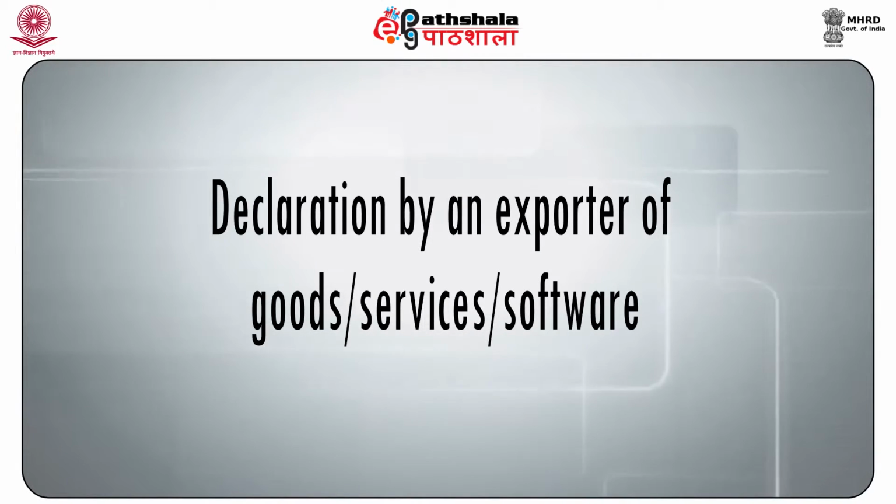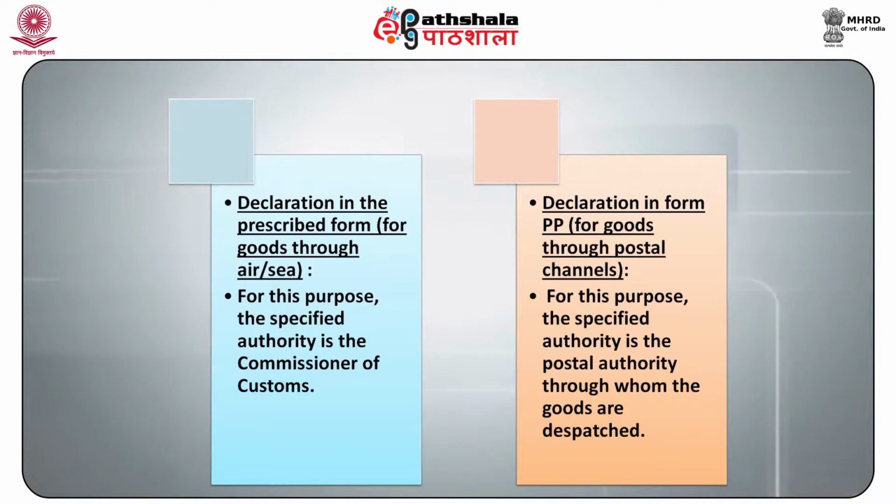Next, we will discuss the export of goods and services. This matter may be dealt with under the following headings. First, declaration by an exporter of goods, services, software. Every exporter of goods, services, software must give a declaration in one of the forms set out below to the specified authority. First, declaration in the prescribed form for goods through air, sea. For this purpose, the specified authority is the Commissioner of Customs.